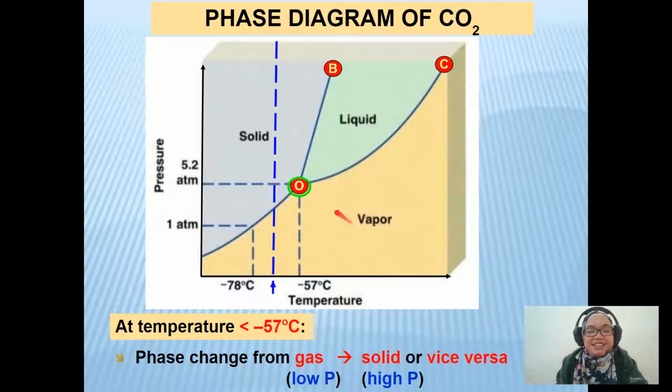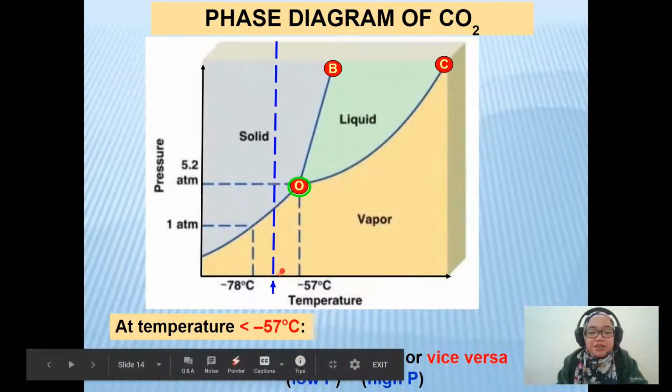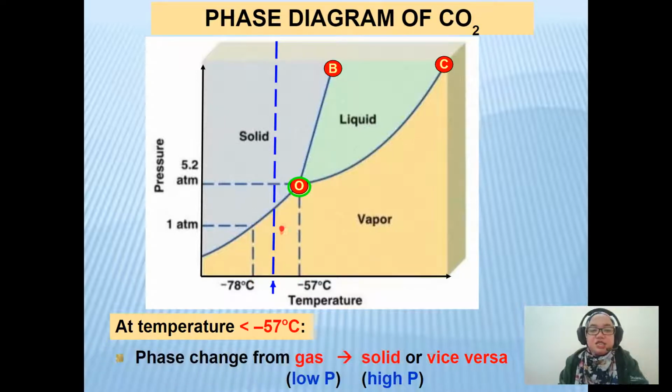Okay, now, let's look at this temperature. At temperature negative 57 degrees Celsius, the phase change is from carbon dioxide gas to solid carbon dioxide. So, from low pressure to high pressure, the gas carbon dioxide will deposit into solid carbon dioxide. Kalau tadi at pressure 1 atm, the solid sublimes into gas or vice versa. Tapi at negative 57 degrees Celsius point, the carbon dioxide gas can deposit into solid and vice versa, from low pressure to high pressure.